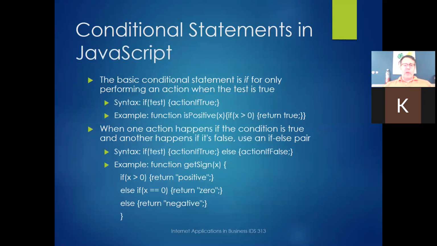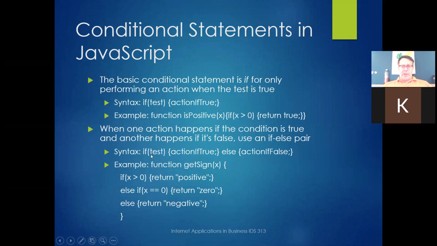Okay. So the basic conditional statement is if, for only performing an action when the test is true. And the syntax for that is: if test, action if true, right? So you have this function isPositive, and you get this parameter x. If x is greater than 0, return true, right? Easy. When one action happens if the condition is true and another happens if it's false, use an if-else pair.